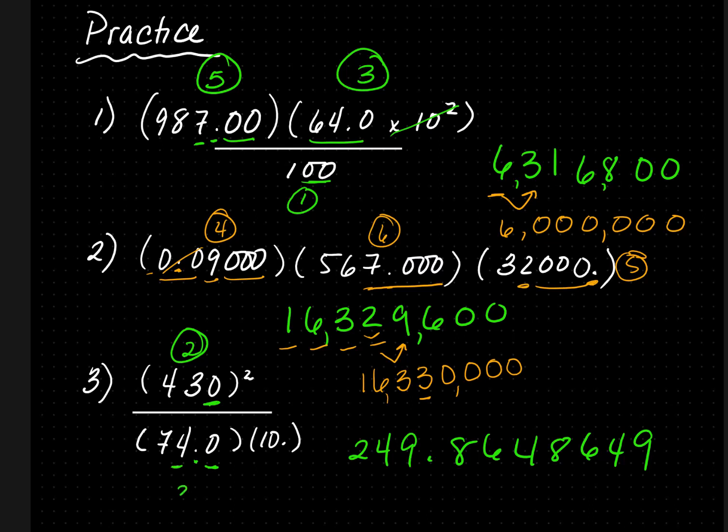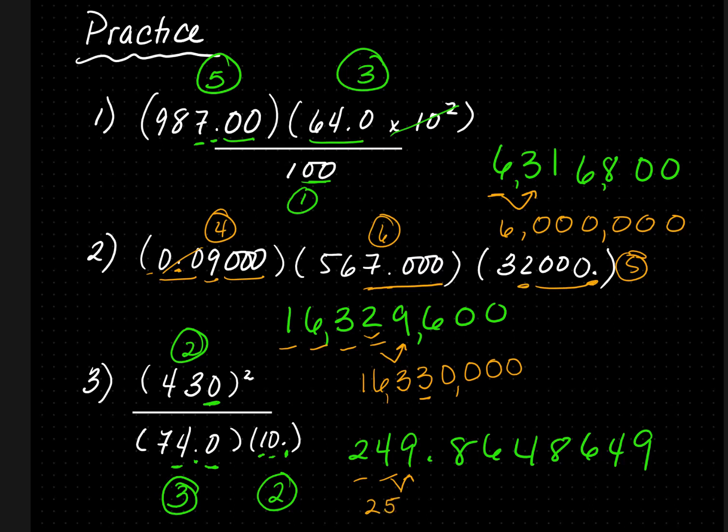So 74 has 3 significant digits. 10 has 2 significant digits. This 0 is significant because there's a decimal present here and a significant digit in front. So my final answer can only contain the least amount, which is 2 sig figs. So starting from the left, I count 2: 1, 2. I look 1 to the right. Since the number is greater than 5, the 4 is going to round up to a 5.